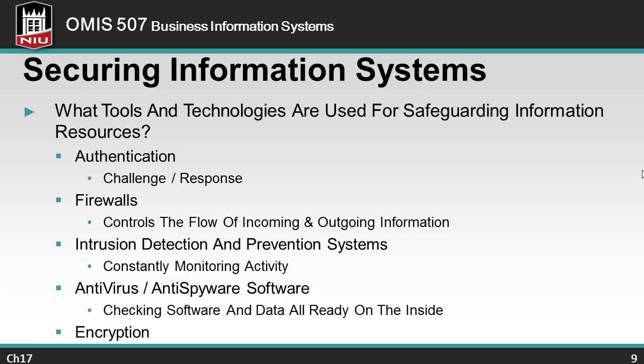Minimally, antivirus and anti-spyware software must be installed on all devices, with regular updates of virus definitions. This includes reviewing all software and data already within the firewall. Finally, critical data should be encrypted prior to transmission over the network. This way, if the data is intercepted by a hacker, the message will be unreadable. The proper receiving party holds the decryption key to make the message readable.